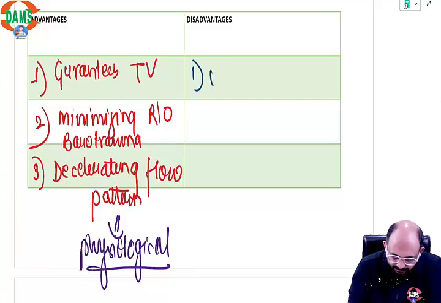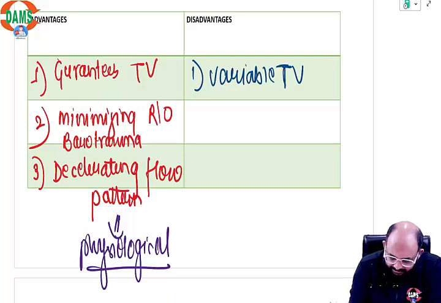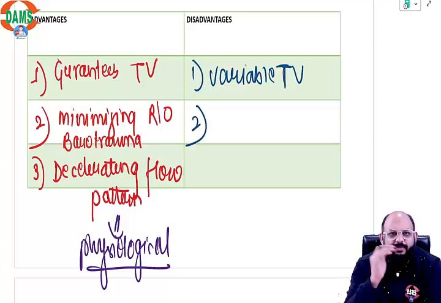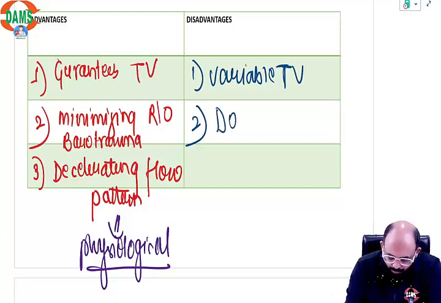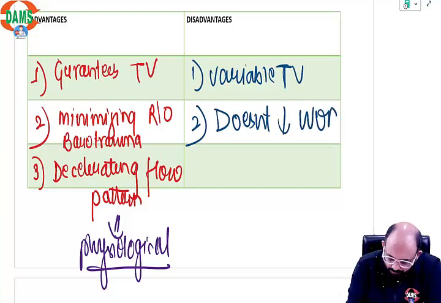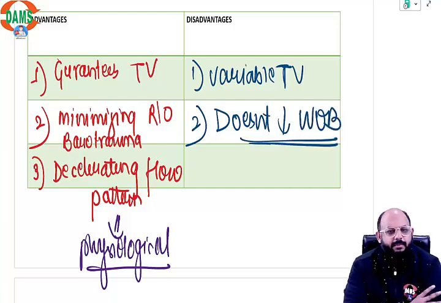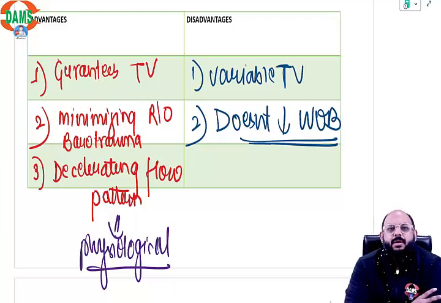Disadvantage is obviously variable tidal volume. So it can have an increase because the ventilator will keep on adjusting. So the tidal volume will never be at one level. It will keep on changing. And it has been shown to not decrease the work of breathing. Ultimately, weaning is not very easy with this mode. Doesn't decrease the work of breathing, right?